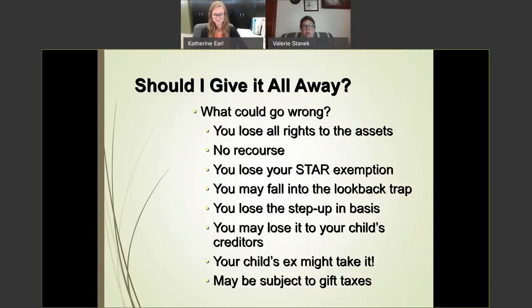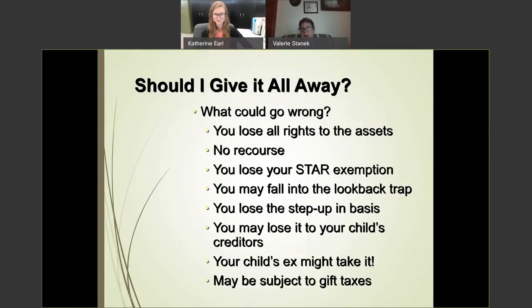You may lose your step-up in basis. Step-up in basis is where you gift something to, or you purchase something, let's say a house. You buy your house for $100,000. 15 years later, it's worth $200,000. And at that point, you gift it away to your children. And then you pass away. Your children are going to have to pay capital gains tax on the $100,000 of growth in the value of your home.